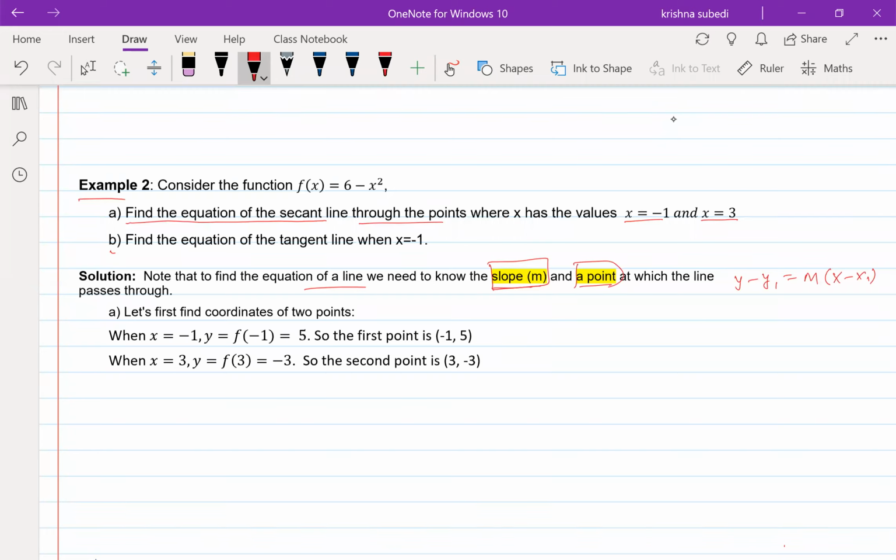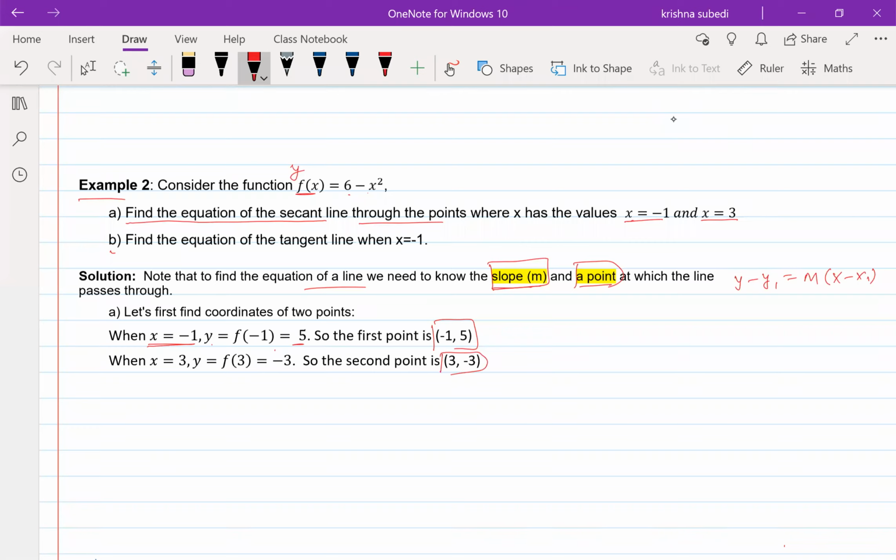Now in part A, because the x value is given, x equals -1, when x is -1, what is your y value? Well, you just plug in that. Y means f of x. So y equals f of -1, and that gives you 5. So we have one point as -1 and 5. And when x equals 3, your y coordinate will be f of 3. And if you substitute that value in the function, you're going to get -3. So this is another point.